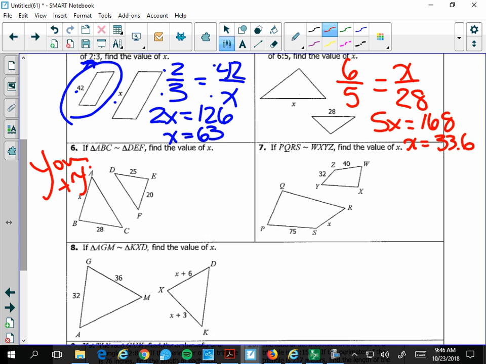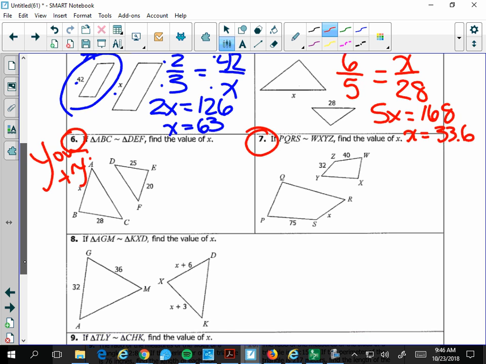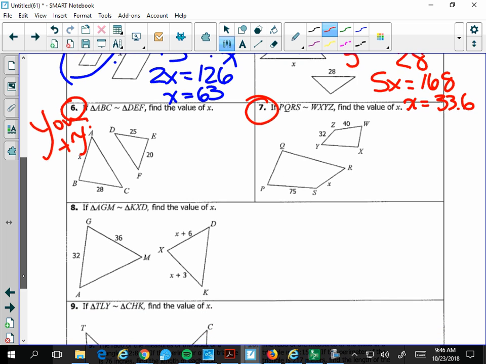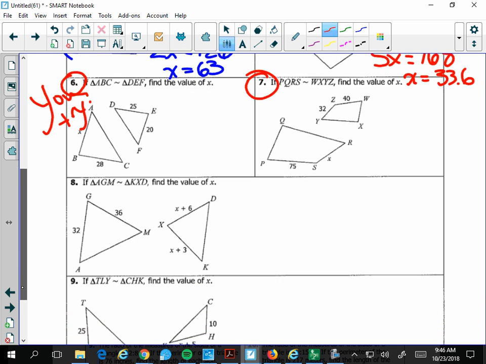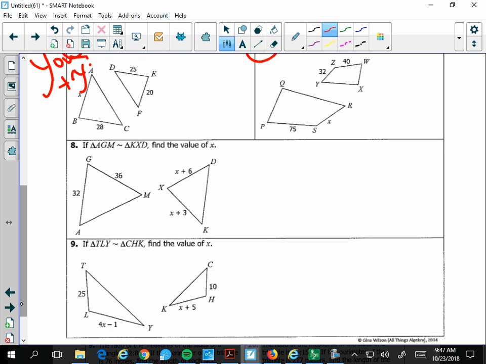You try those. Number 6 and number 7. Try both of those and see what you get. All right, now the last thing we're going to take a look at in this section is number 8.